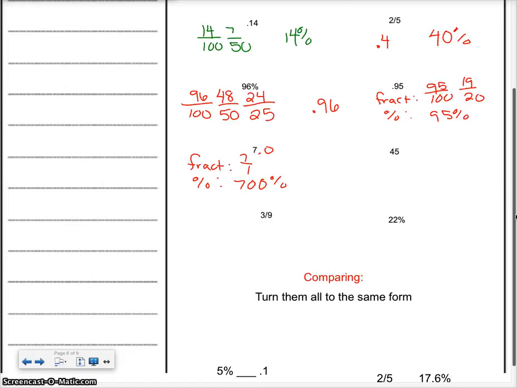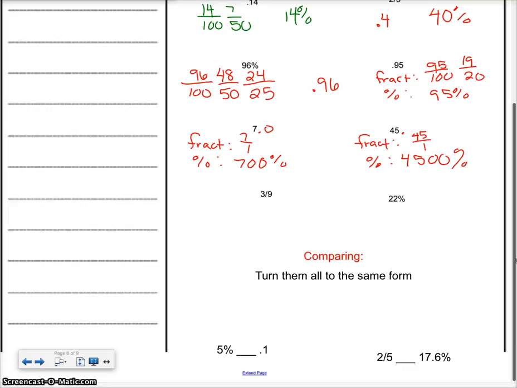Okay, it's given to me as a decimal. The decimal just hides. So my fraction is 45 over 1. And my percent is 4,500%.